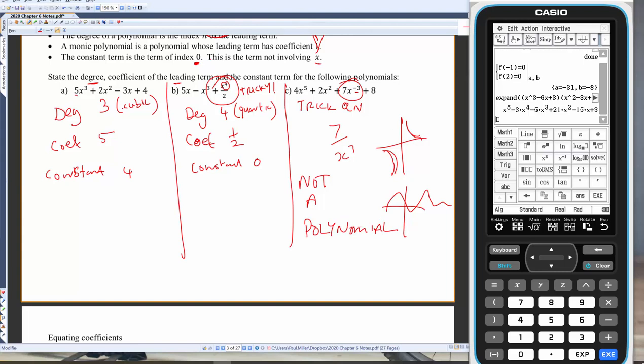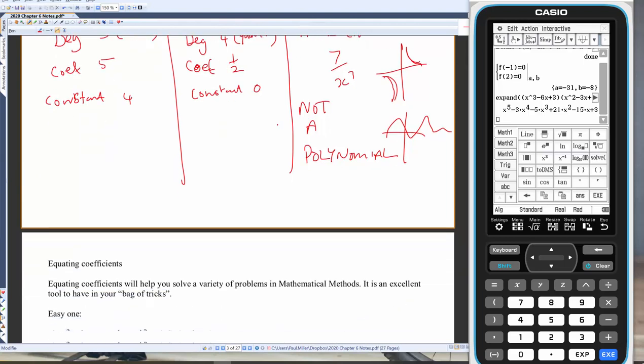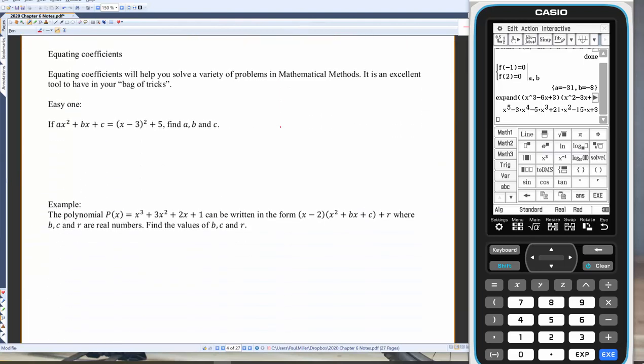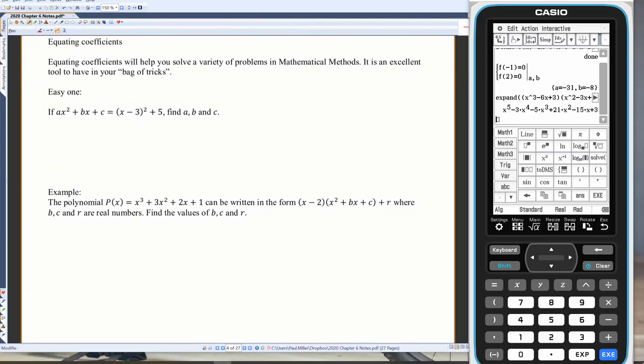That's important to know, because when you're thinking about what the graph might look like, it's important to know what you're going to get, i.e. polynomials continuous, but ones with negative indices, not continuous.